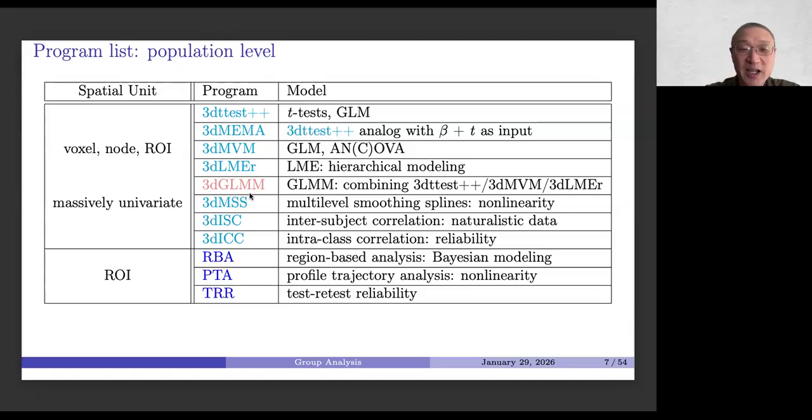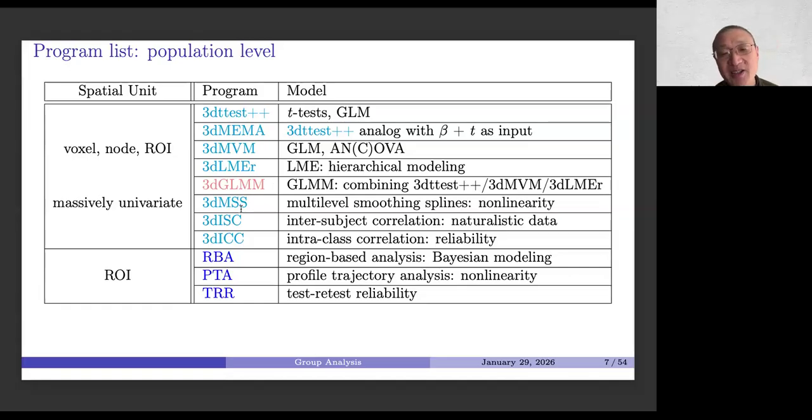We can use, for example, to handle outliers, presumably if you suspect your data may have outliers, you can use 3dGLMM with the option to use the Student t distribution for the residuals. That will help you handle outliers.